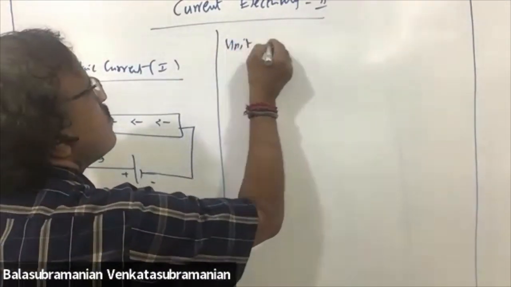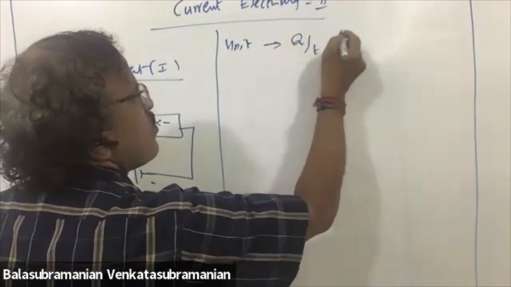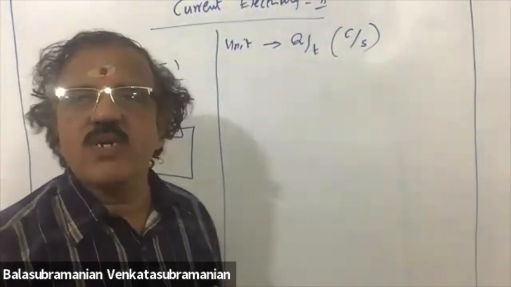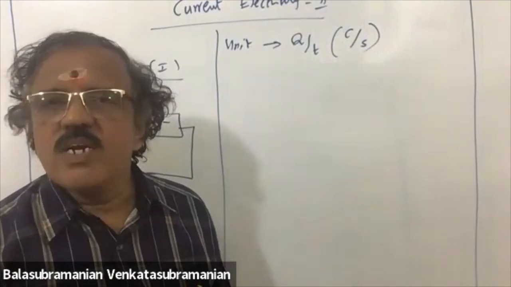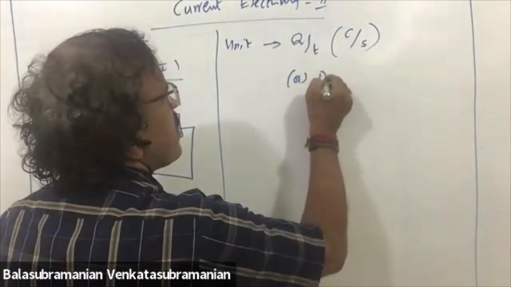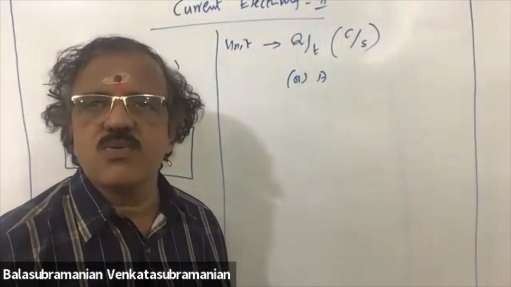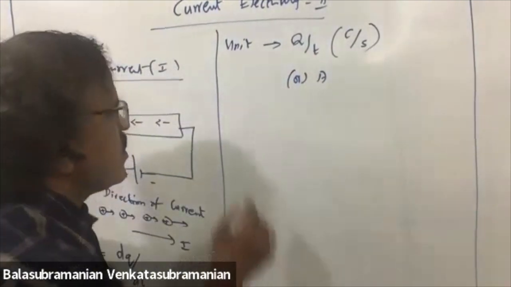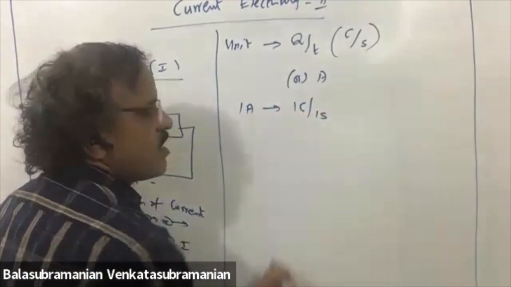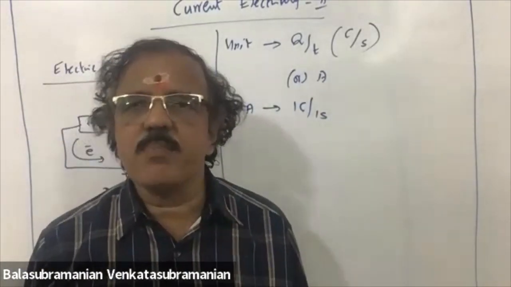Unit: q by t, capital Q by t also you can write, that is coulombs per second. Coulomb is a unit of charge. Unit of time is second. So coulombs per second or ampere. Ampere is a unit of current. Coulomb per second is also a unit. 1 ampere current is passing means 1 coulomb of charge passing per second. That is called 1 ampere current.